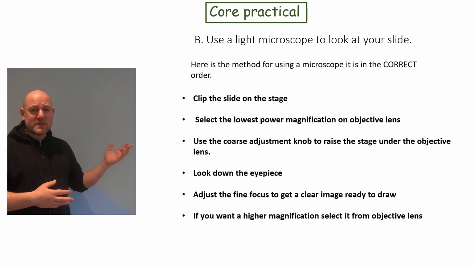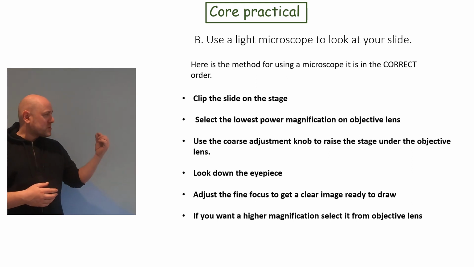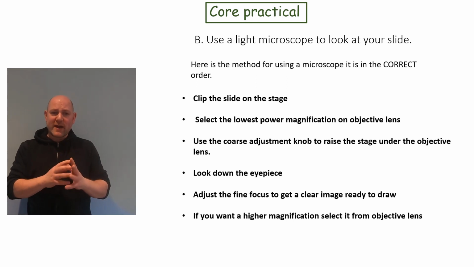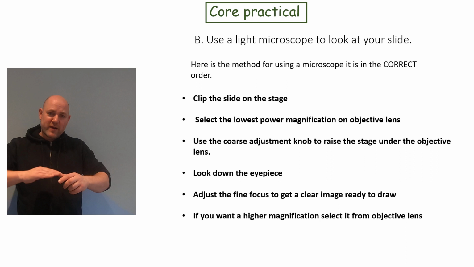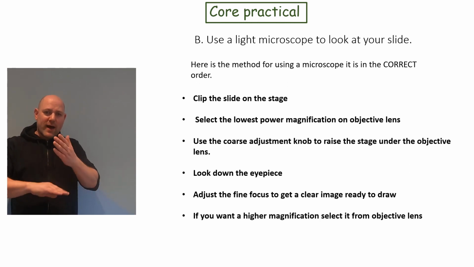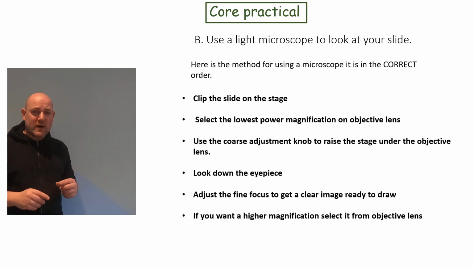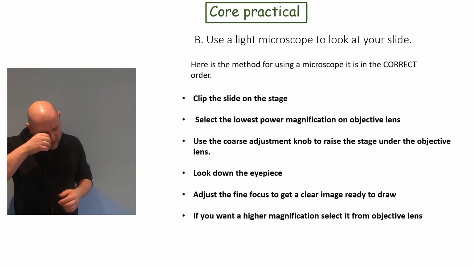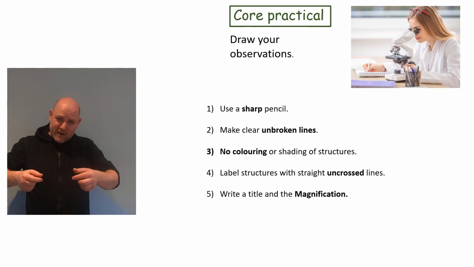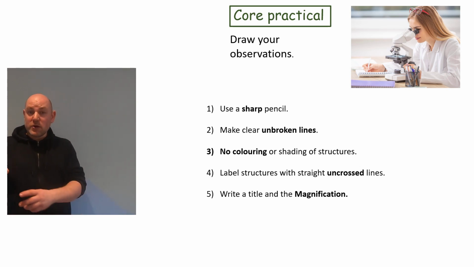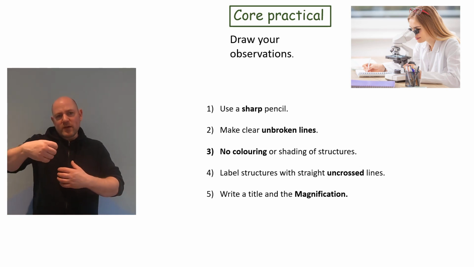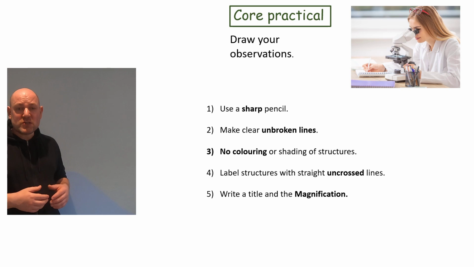So we want to clip the slide to the stage. We want to choose the lowest magnification on the objective lens. Then you use the coarse adjustment knob to raise the stage, and you won't be able to smash it if you choose the lowest magnification. You then look down the eyepiece, use the fine focus to get the image detailed and clear, and then you can draw it. And if you need to use a larger magnification, you can do so.